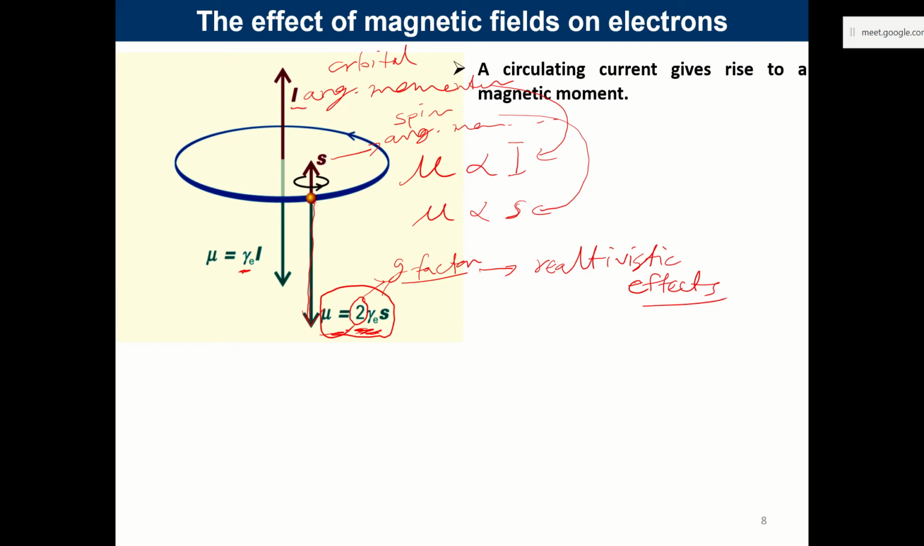So you see, whenever you draw diagrams, let your pictures speak for themselves. You see here the angular momentum L, which is due to the orbital motion, was larger, a big arrow. Angular momentum S is a smaller arrow, right? So this is all about electrons.